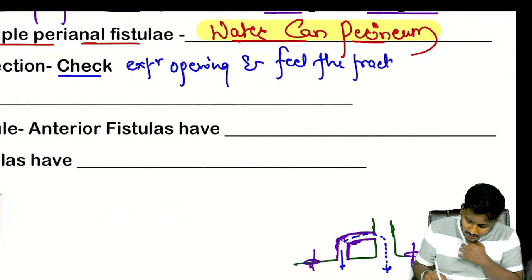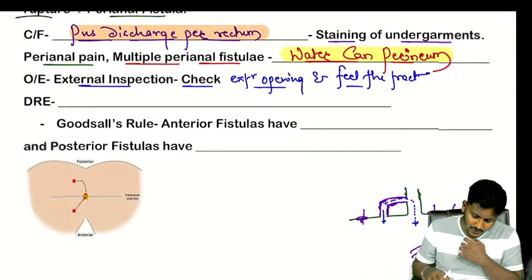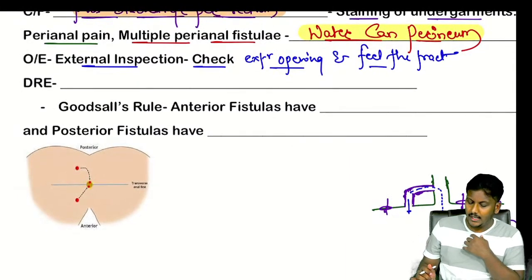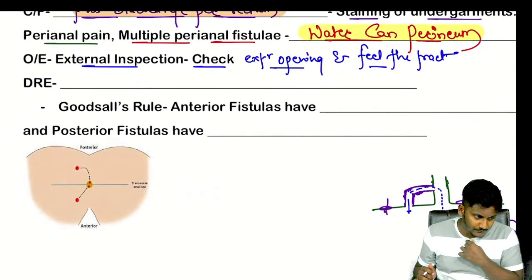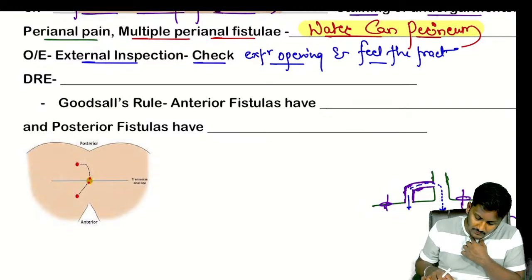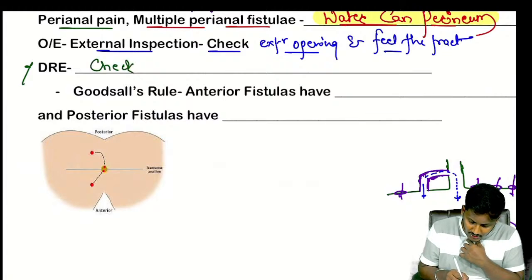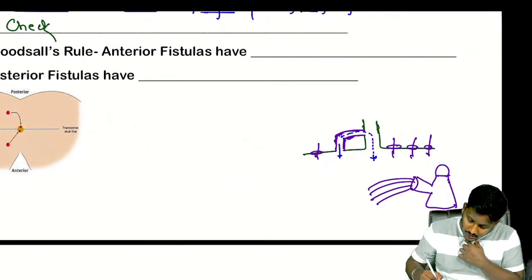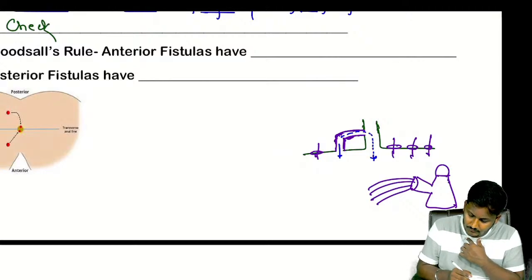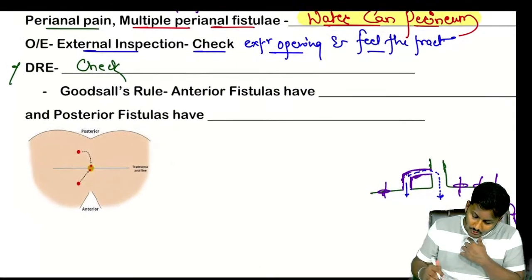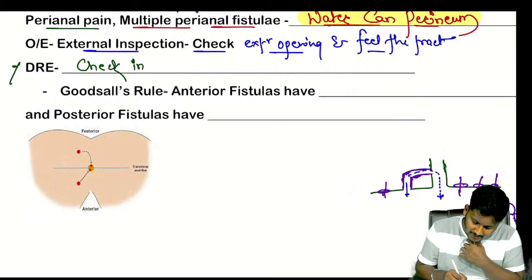On external inspection, we have to do two things. First check the external opening, and second feel the tract as well, whether it is straight or curved. Then we will go for a DRE, that is digital rectal examination. On a digital rectal examination, we have to check for the internal opening. You have to find the internal opening. Clear to all of you?